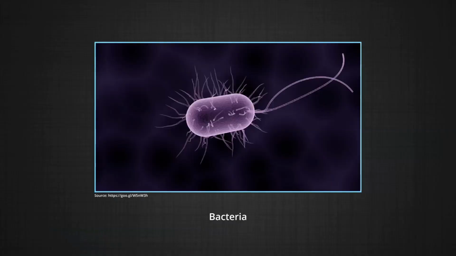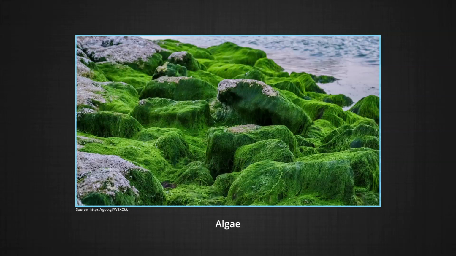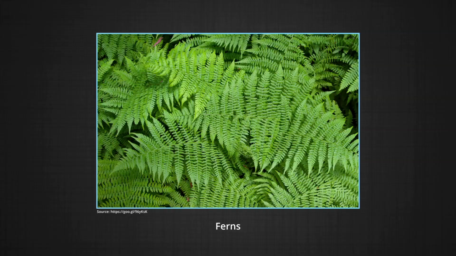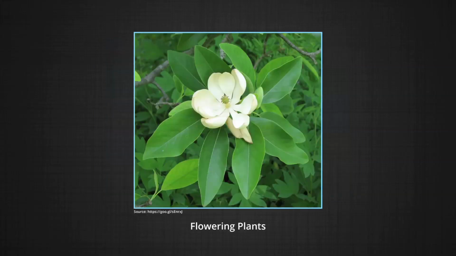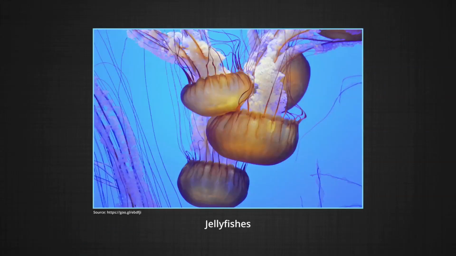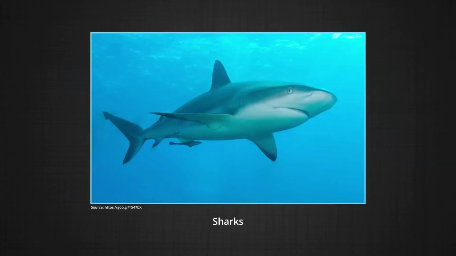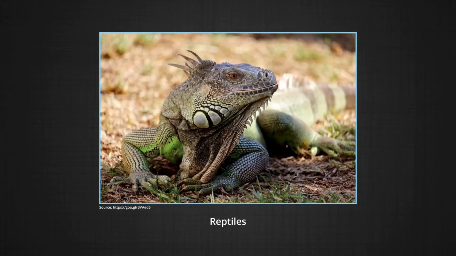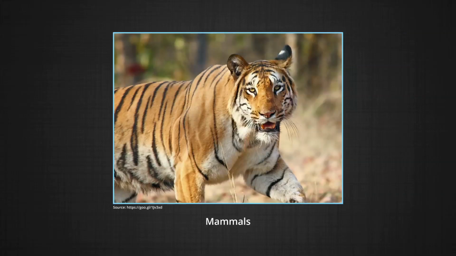According to Linnaeus, the plant kingdom includes bacteria, fungi, algae, liverworts, mosses, lichens, ferns, conifers and all flowering plants. Kingdom Animalia includes protozoans, sponges, jellyfish, worms, insects, sharks and bony fishes. It also includes amphibians, reptiles, aves and mammals.